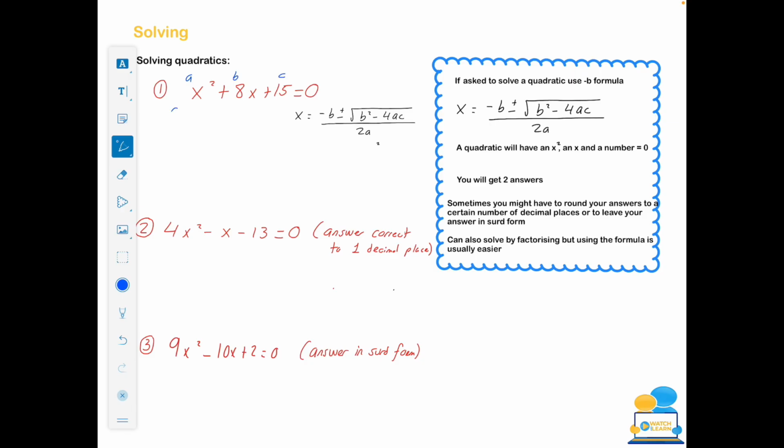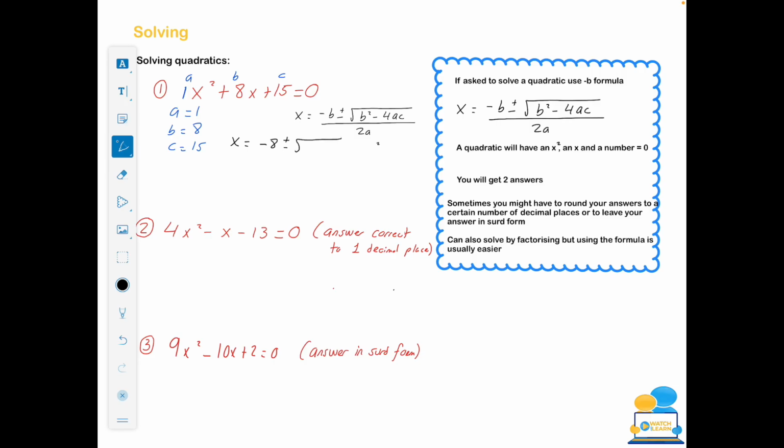Okay, then we're going to mark in our a, b, and c. So a is the number in front of the x squared, b is the number in front of the x, and c is the number on its own. Now here, there's no number in front of the x squared, so we're going to write a 1 in there. So a is equal to 1, b is equal to 8, and c is equal to 15.